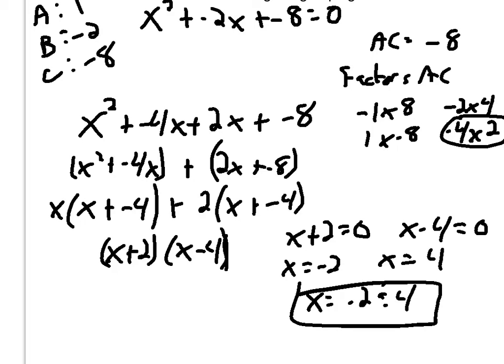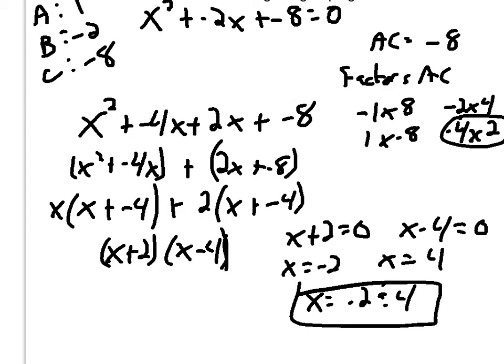And we could check that in there and do negative 2 squared, which is 4, plus negative 2 times negative 2, which is 4. 4 plus 4 is 8, plus negative 8 is 0. And then we could check 4 in there as well, and it should also work. So again, once you got this down, it goes pretty quickly, and I think it's the quickest method of all once you have it figured out how to do it.